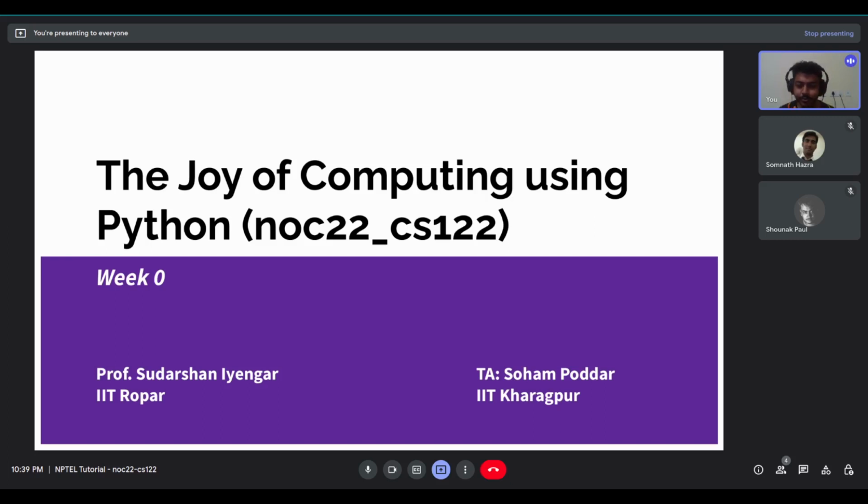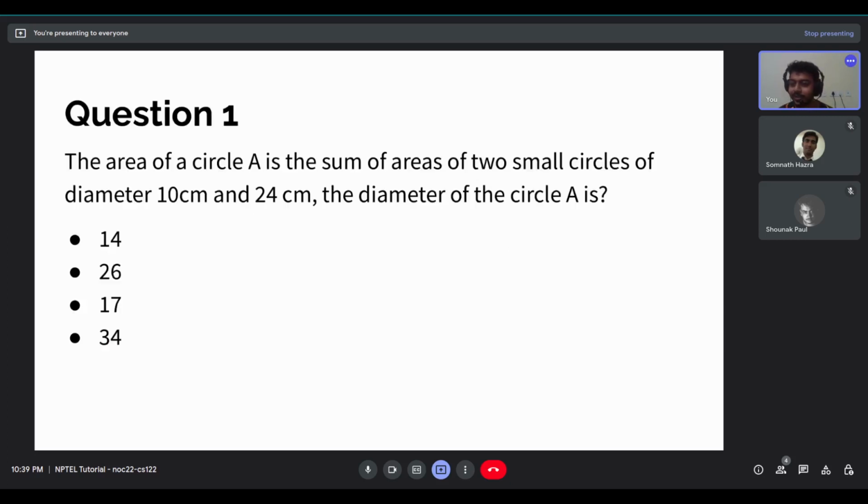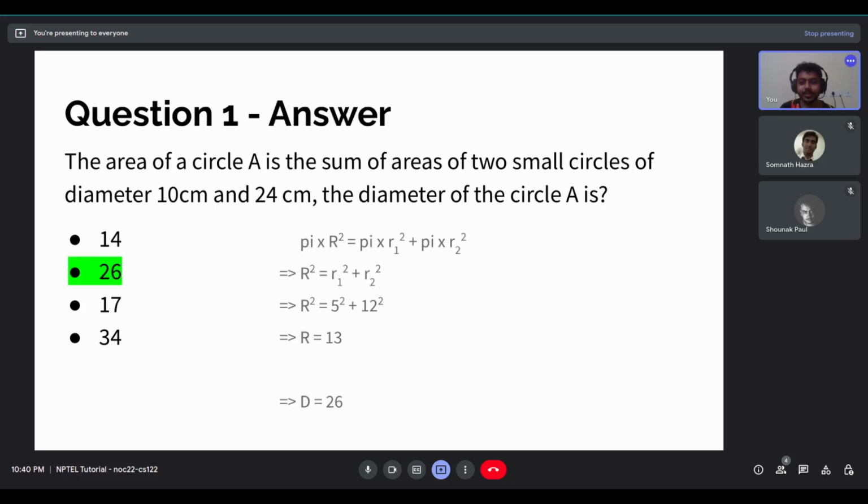So moving on to the first question. The first question says, the area of a circle A is the sum of areas of two small circles of the diameter 10 centimeter and 24 centimeter. So we have to find the diameter of the circle A. So how do we do this? This is just some basic maths. I have written the answer over here.